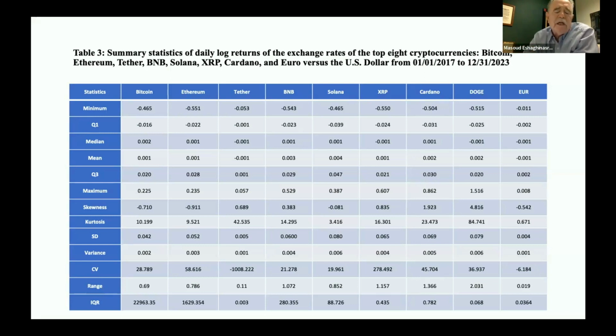For every part of my research, in the end, you can go and see that. All of it is here: median, mean, maximum, skewness, quarters, standard deviation, variance, range, IQR, and everything is here.